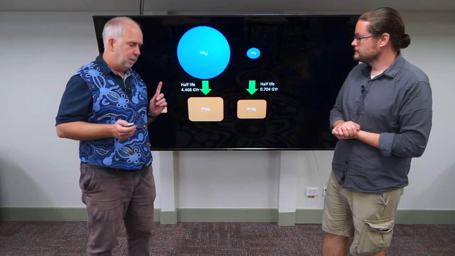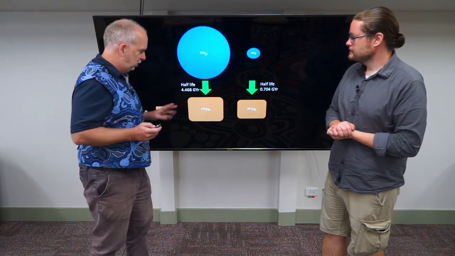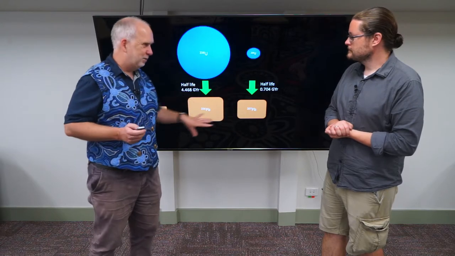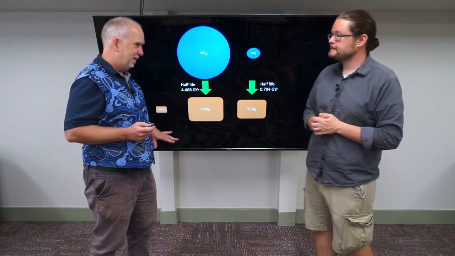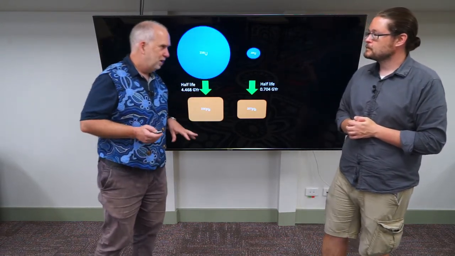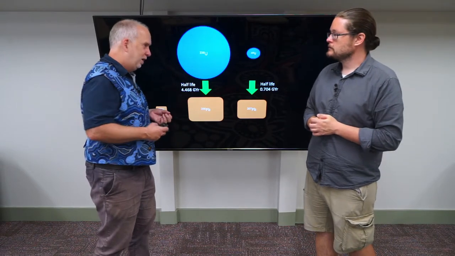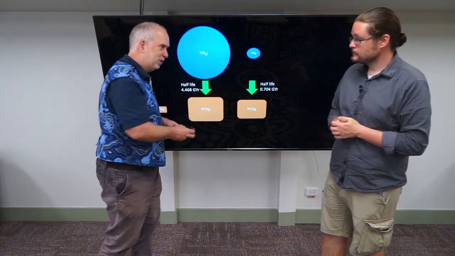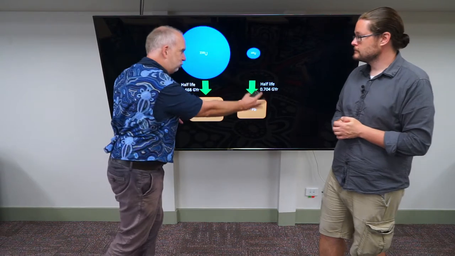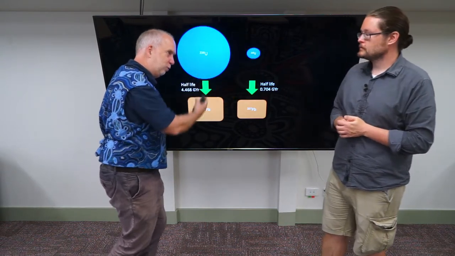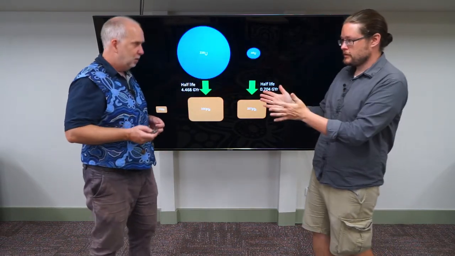Now, the problem with doing this is we don't really know exactly how much of these different types of lead there was to begin with. That's right. If we knew how much there was to begin with, we could see how much there is now and work out how much of this decay must have happened. And if it's more of this one, it would have been a shorter time span. If it's more of this one, it would have been longer. But we don't. We don't.